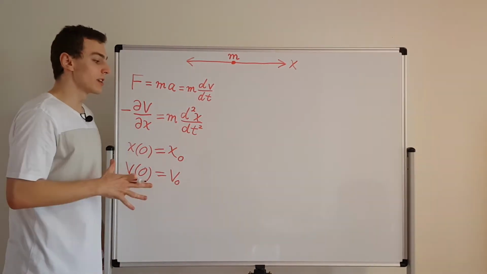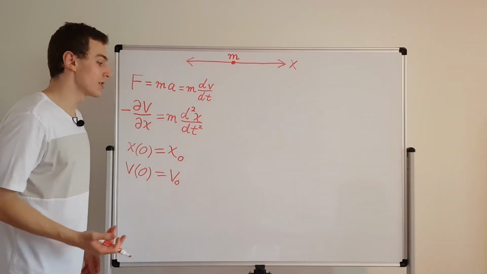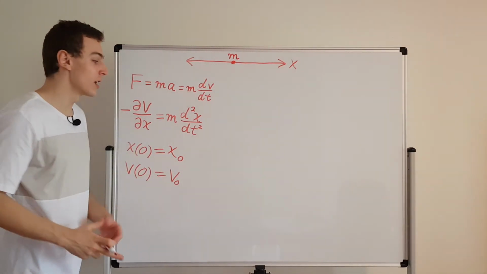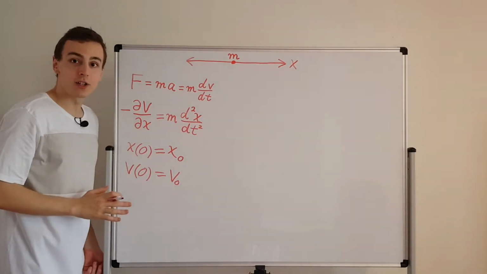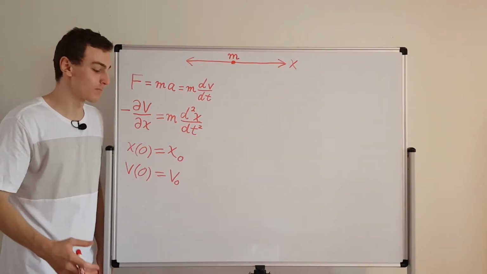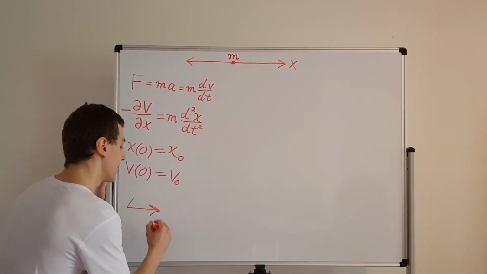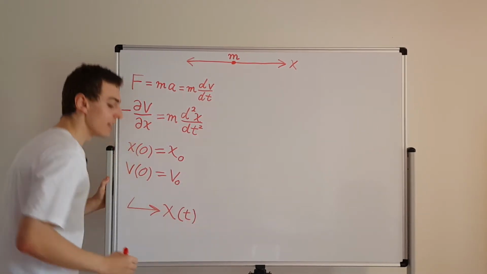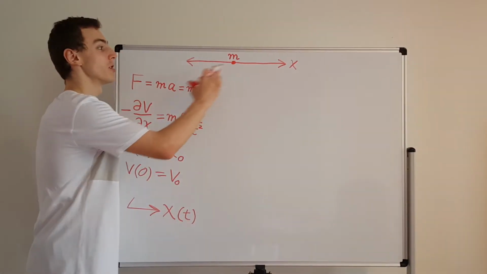How difficult this system is to solve is going to entirely depend on this potential. This potential could be a nice simple potential like a Hookean potential, like a spring. It could be a Coulomb potential, a gravitational potential, or any of these common potentials. The difficulty of finding the solution is just going to depend on this V function, the potential energy function. All of this stuff over here is going to end up giving us the thing that we're looking for, which is the position as a function of time. And this can be thought of as the trajectory of the particle in its one-dimensional universe.